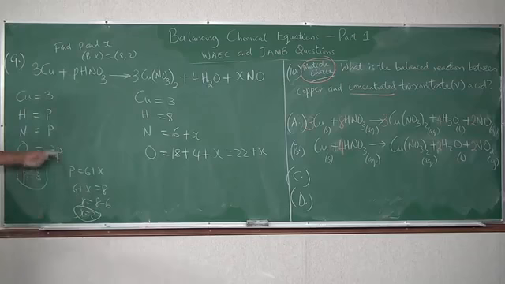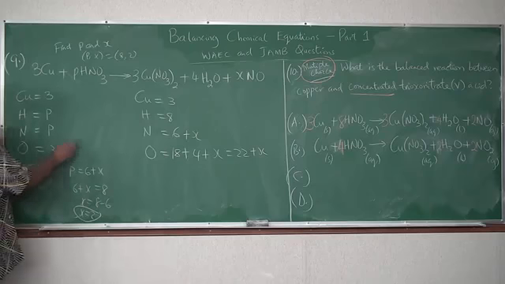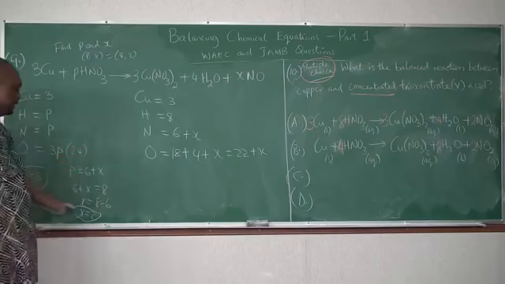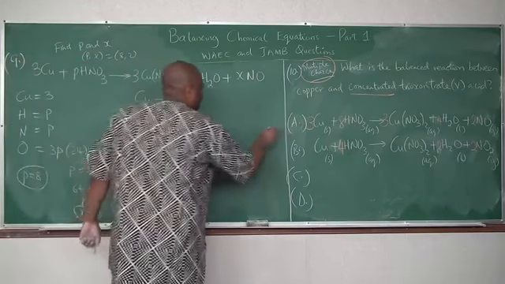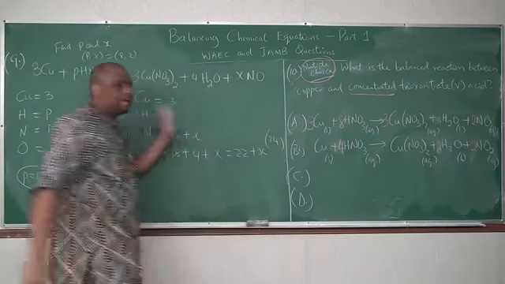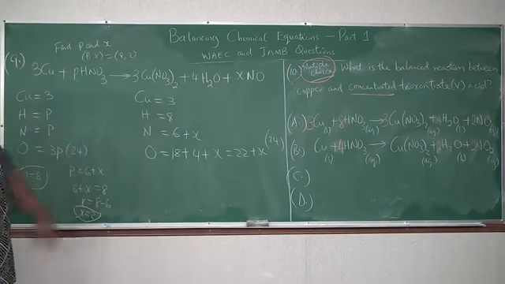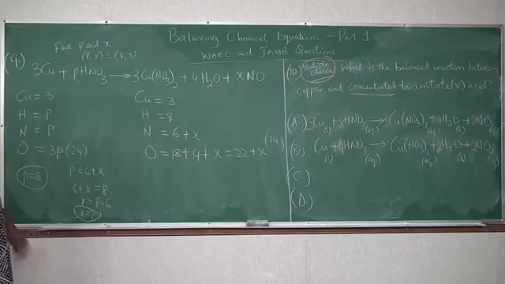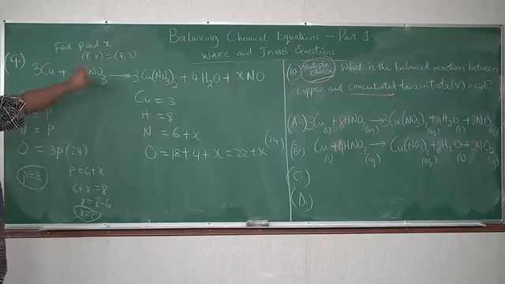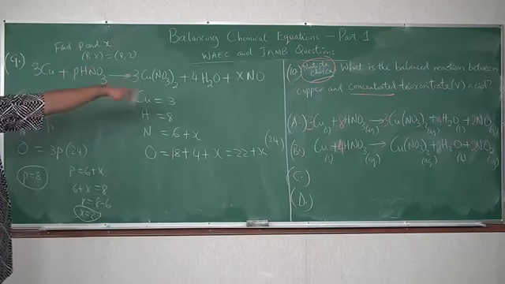Okay, and if you want to check it in oxygen, that's fine. 3 times 8 is 24. And then 22 plus 2 is 24. I mean, if you want to check it. Okay? So it's 3, 8, 3, 4, 2.